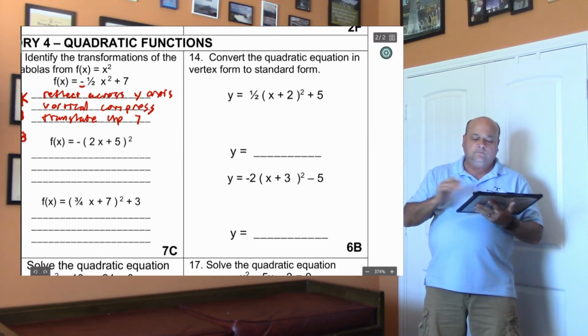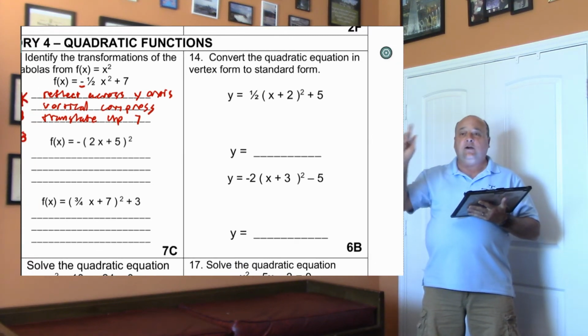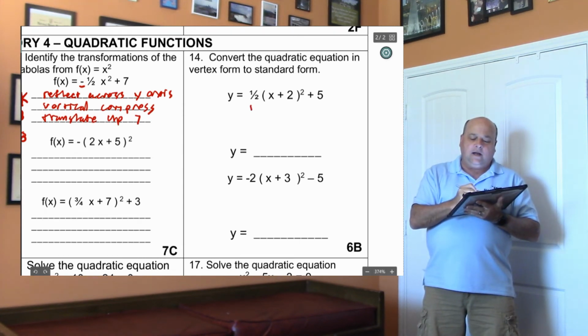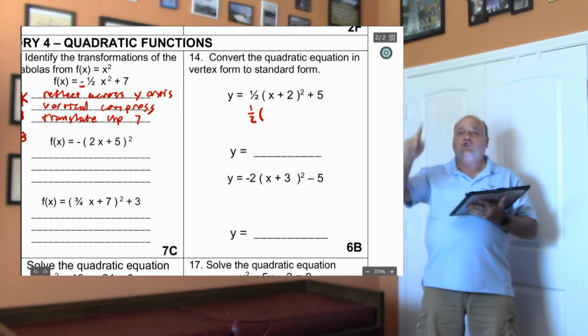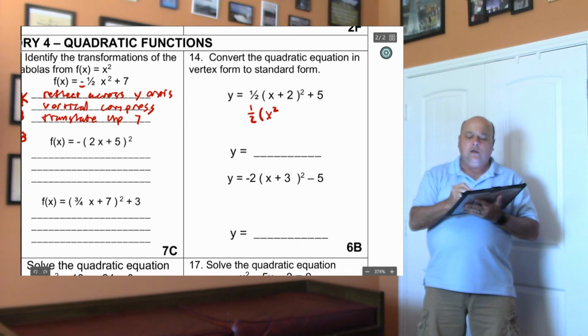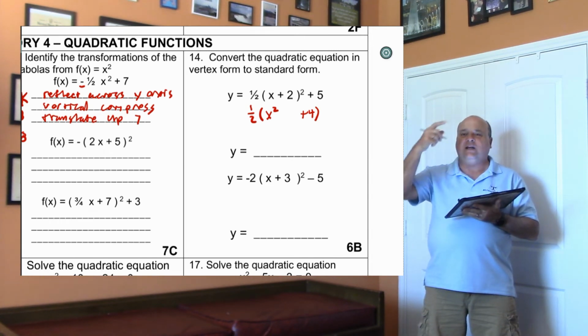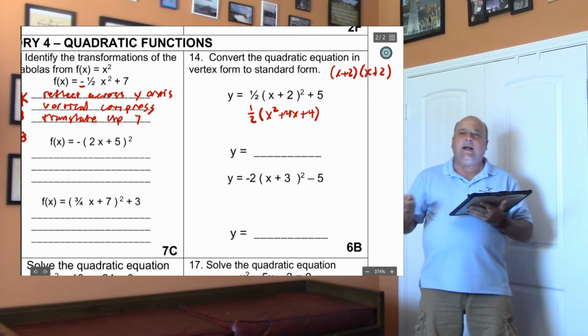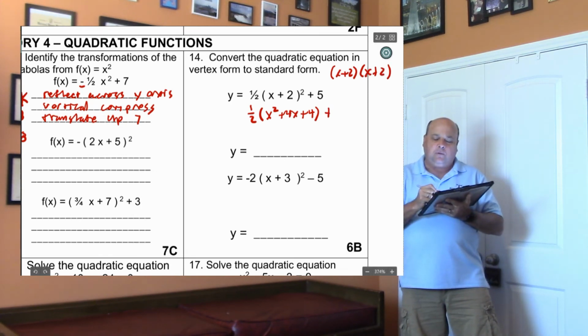Let's go to 14. Convert the quadratic to standard. I'm going to do 1 for you, okay? And I'm going to do the shortcut. So you're going to write down 1/2 parentheses. Remember, square, square, multiply, double. So x times x is x squared. 2 times 2 is 4, skip a spot, put plus 4. And then we multiply and double. 2 times x is 2x. If I double that, I get the 4x. If that throws you for a loop, you've got to put x plus 2 times x plus 2 and multiply it out, okay? Then I'm going to drop the plus 5.